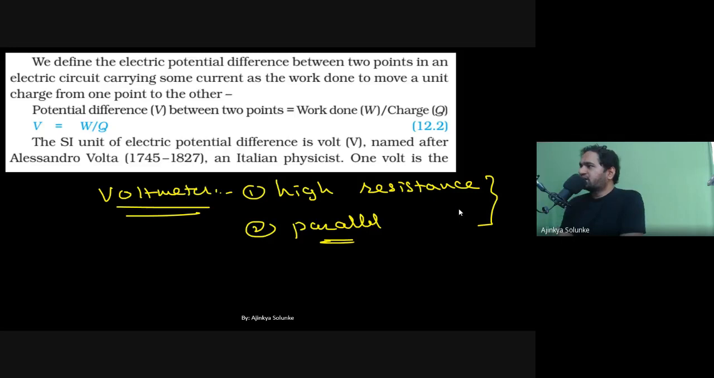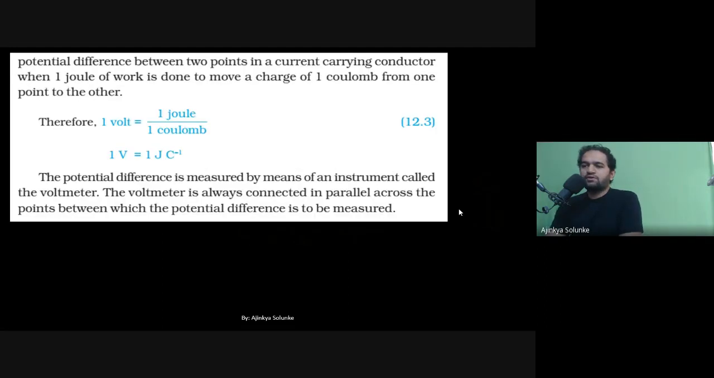Are these two points understood? We are not going to see the explanation now, we'll see it later, but this has to be memorized right away: the voltmeter has high resistance and it is connected in parallel. Okay. Moving on.